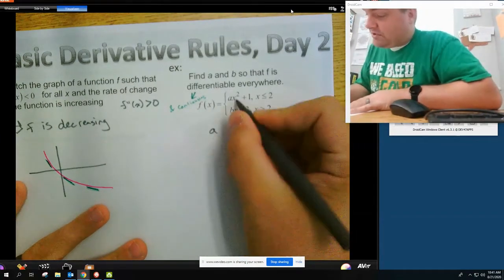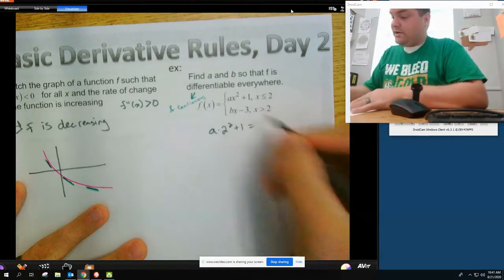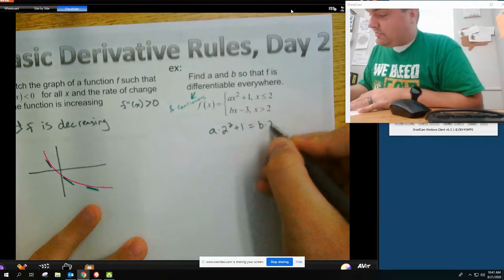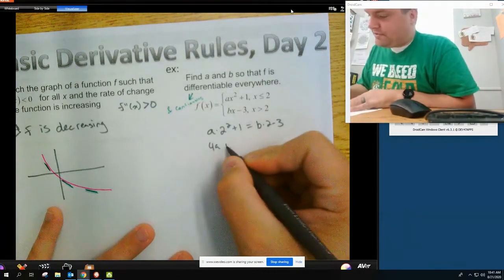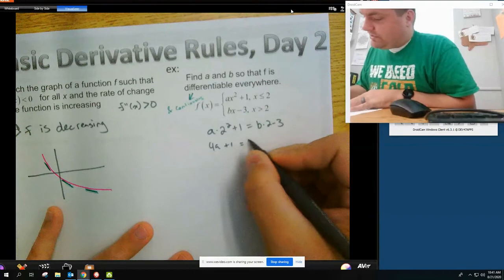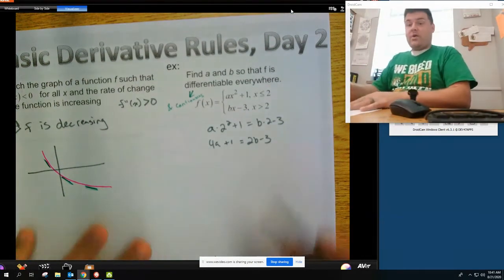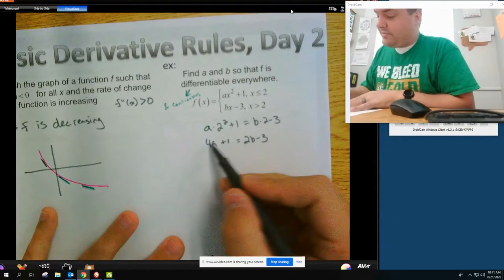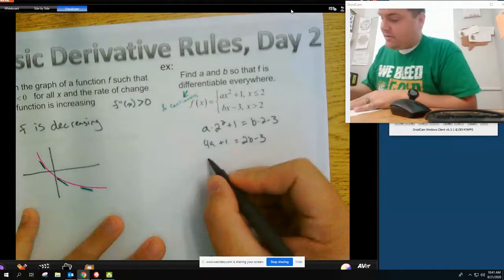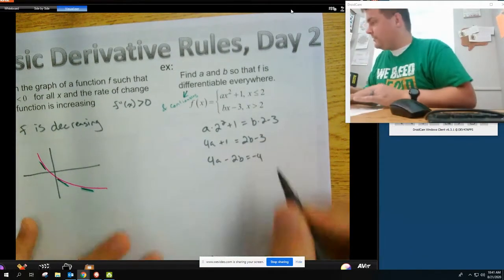And a times 2 squared plus 1 should equal, when I plug in a 2 right here, b times 2 minus 3. Let's clean this up, make it look nicer. 4a plus 1 equals 2b minus 3. Now, I'm going to end up having a system of equations here, so I'm going to just want to throw some of the stuff on the other side. So I get 4a minus 2b equals -4.